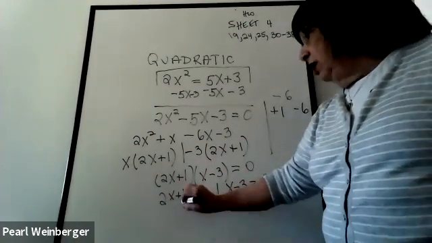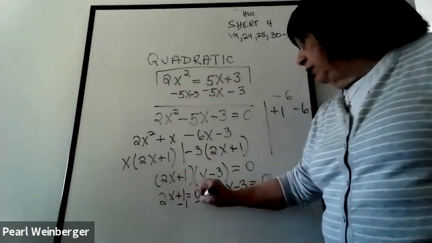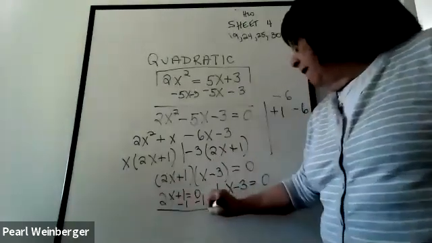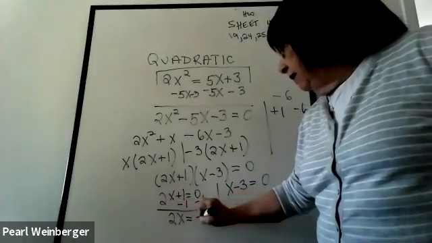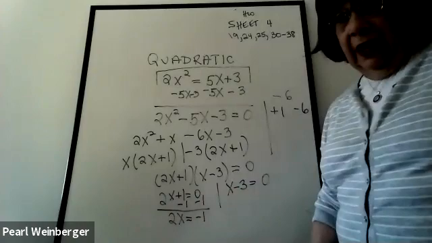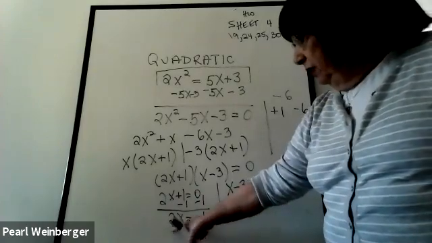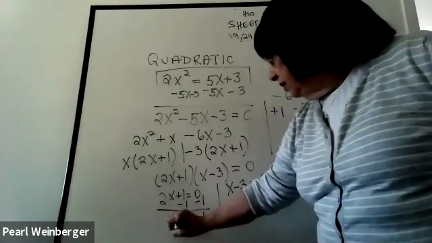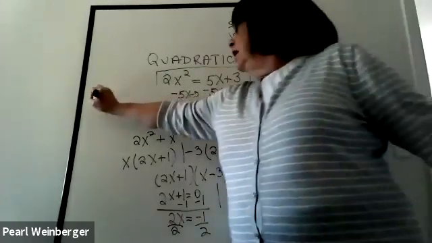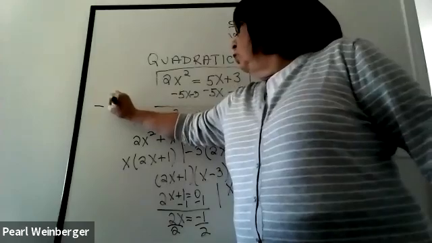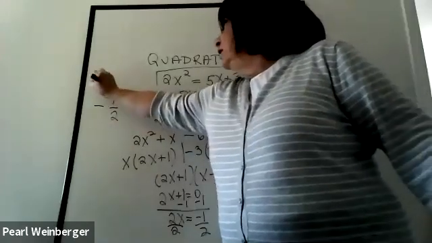So 2x plus 1 means subtract 1 from both sides. I'll get 2x equals -1. And then there's a number in front of the x. I have to divide by it to get the x alone. So my first answer comes out to be -1/2. That's one answer.